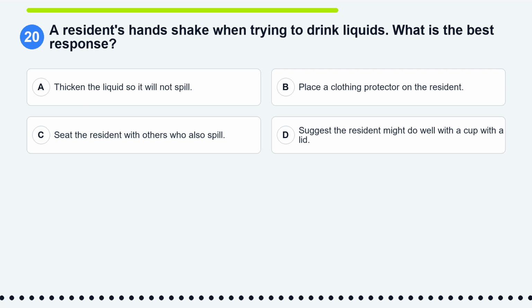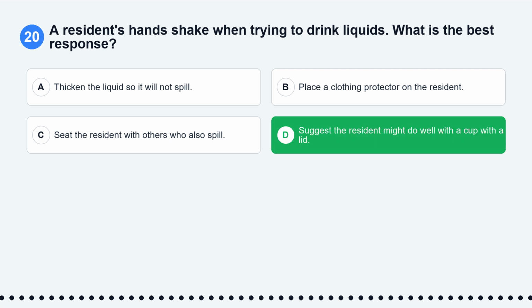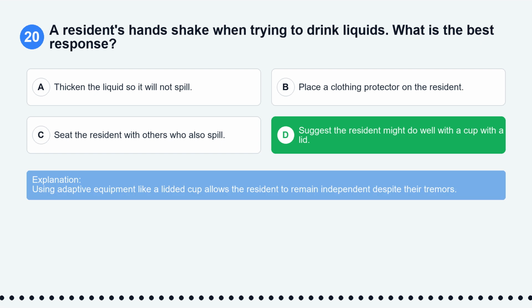Option A, thicken the liquid so it will not spill. Option B, place a clothing protector on the resident. Option C, seat the resident with others who also spill. Option D, suggest the resident might do well with a cup with a lid. The correct answer is option D, suggest the resident might do well with a cup with a lid. Using adaptive equipment like a lidded cup allows the resident to remain independent despite their tremors.